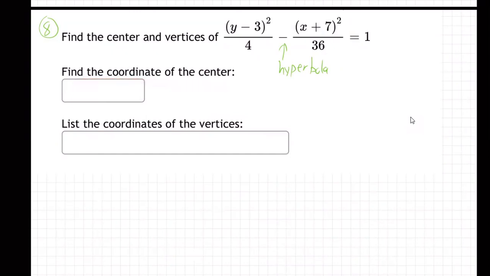Well, that's actually pretty easy, isn't it? To find the center, you just take the opposite of whatever's next to x and the opposite of whatever's next to y. So that'll be minus 7, plus 3. x, y, opposite. And that's in the notes.